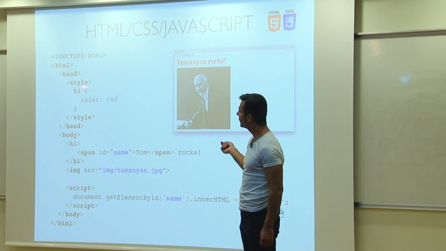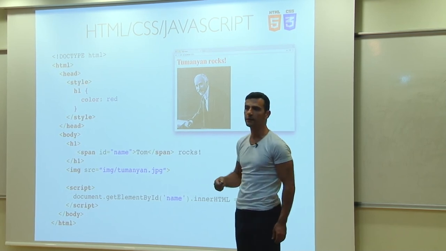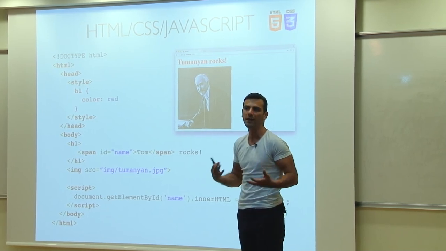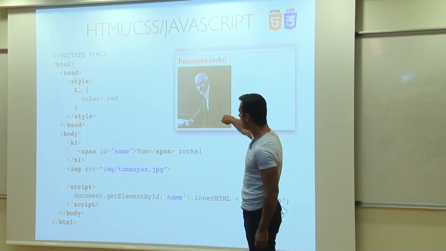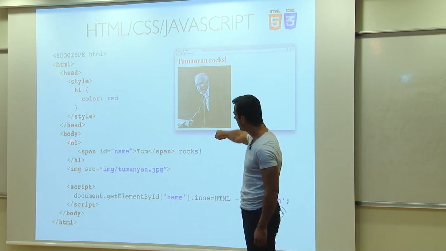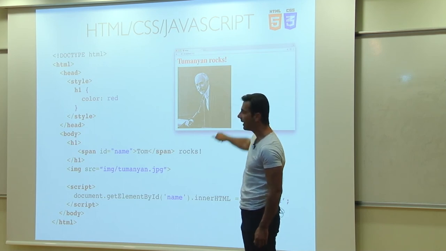Style means the stuff inside is going to specify the look and feel of what you're going to see. So in this case, it's saying the tag that looks like this, H1, that would be this guy, have the text color be red. So anything inside of that H1, all of this stuff, is going to have red text.